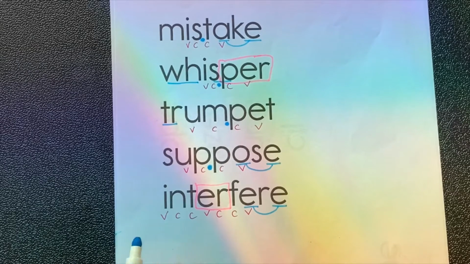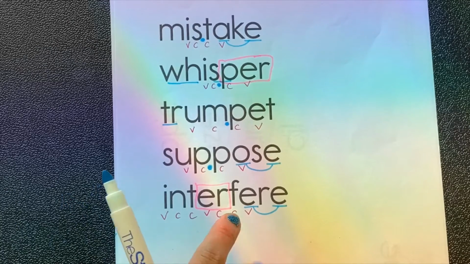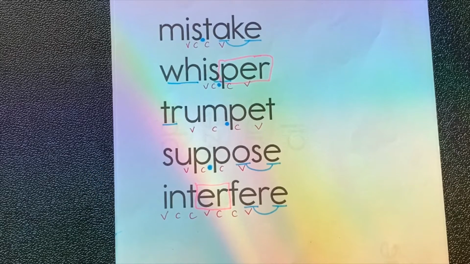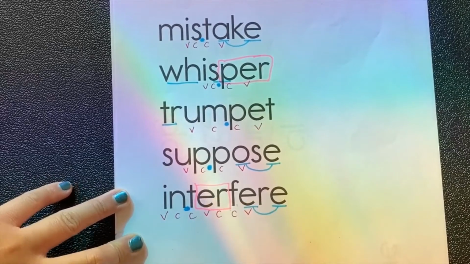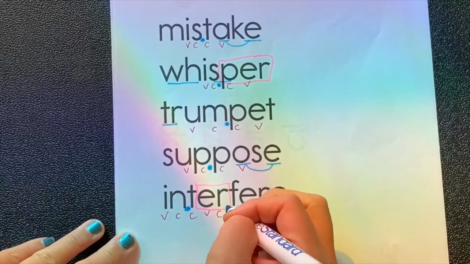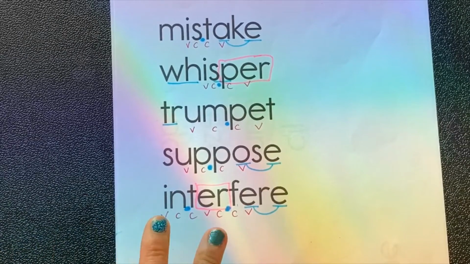How many consonants do we have between our 2 vowels of I and E here? Great job. We have 2 consonants. How many consonants do we have here between our 2 vowels of E and E? Great job. We also have 2 consonants. So we have 2 spots that we are going to split our syllables. We're first going to split it between the N and the T here. And then we're going to split it again here between the R and the F. So we have 3 syllables total in this last word.